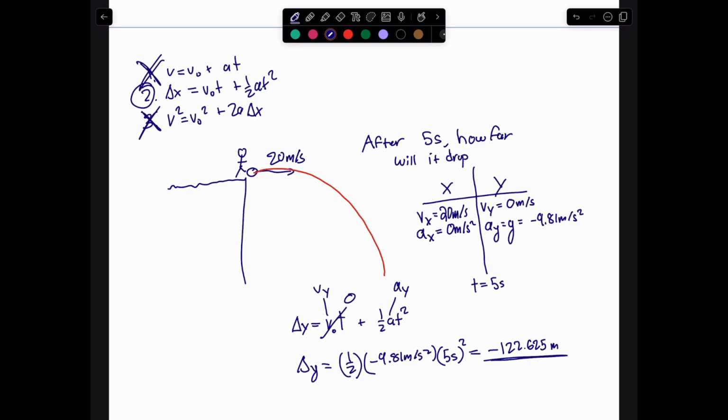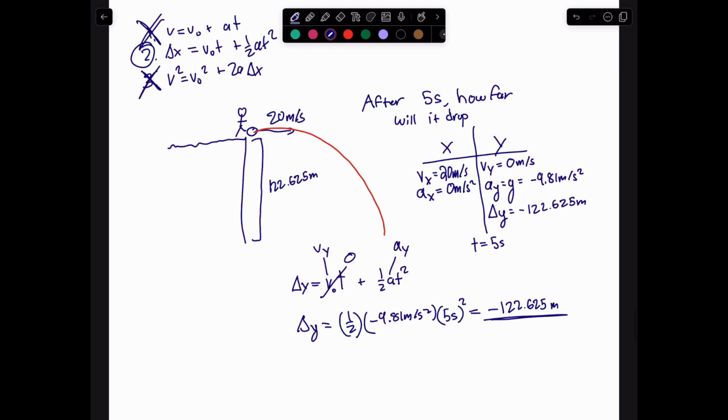Now, you may have noticed that the x components are pretty useless in this problem. So let's do one where we actually use the horizontal direction. We'll use the same setup as before. But instead, let's say the cliff itself is 122.625 meters high. And based on our results on the last problem, that means the ball will reach the ground after 5 seconds. Now, the question is, what is the delta x of the ball? As in, how far horizontally did the ball travel after 5 seconds?